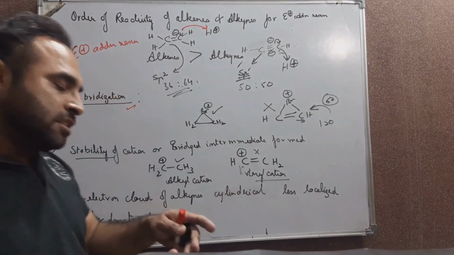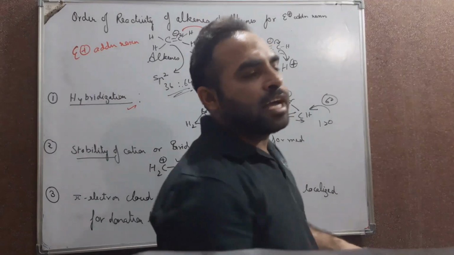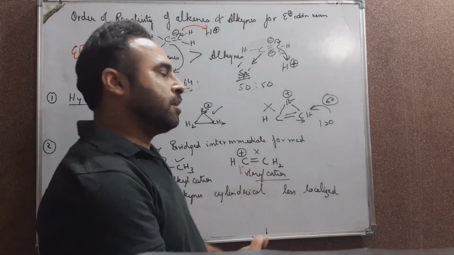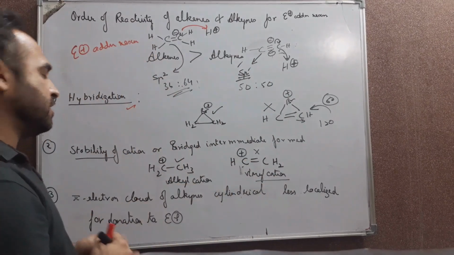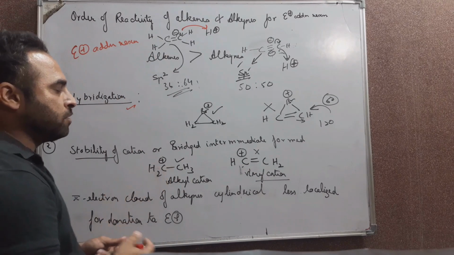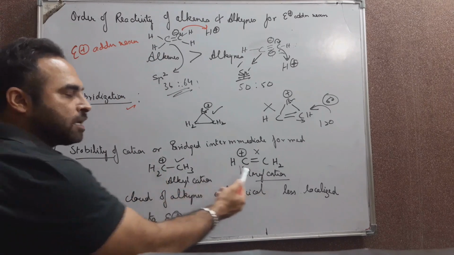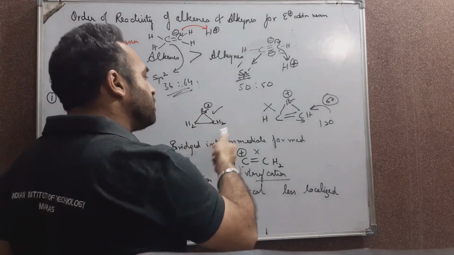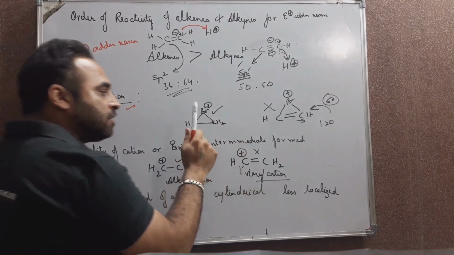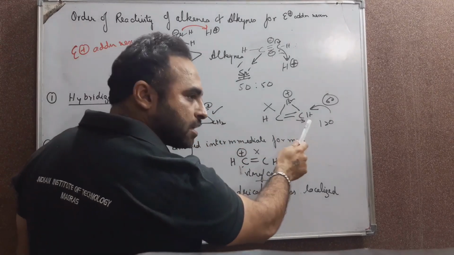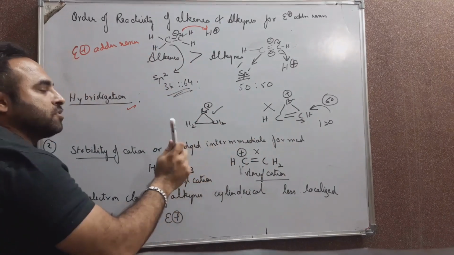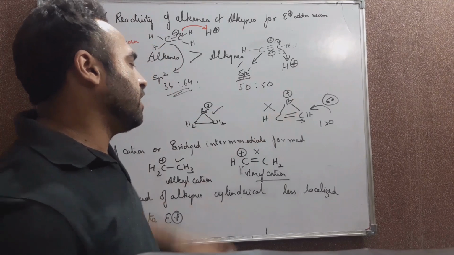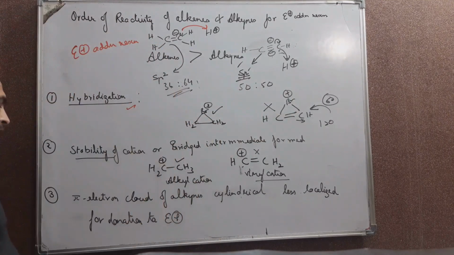So the reactions generally of alkenes and alkynes will either involve formation of cations or the bridge intermediate. In both the cases, if the cation is formed in the alkenes, it is more stable than the vinyl cation. If you try to form a bridge intermediate, the bridge intermediate is more stable in the case of alkenes than in the case of alkynes. So the reaction will happen at a faster pace in the alkenes compared to alkynes. The alkenes will show faster reactions.